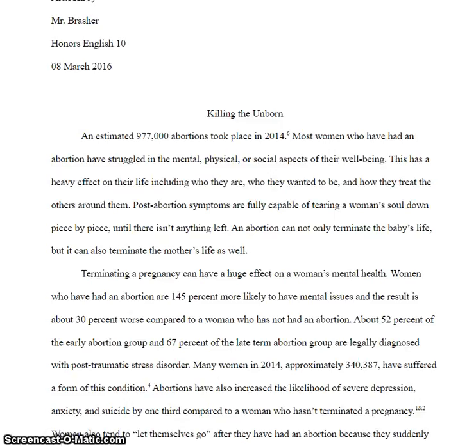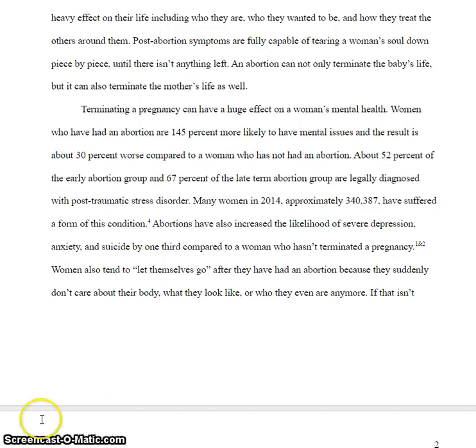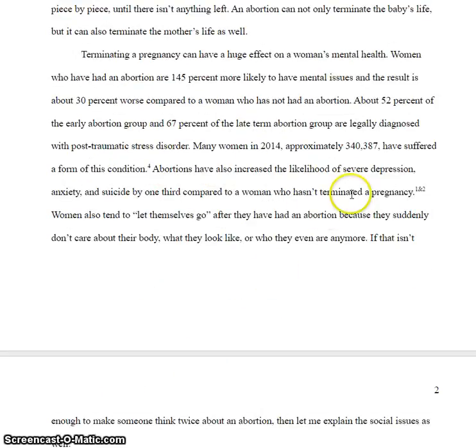So your next paragraph is on mental health, so let's look at that one. All right, Alex, what you do a really good job of is lots of statistics, and again, we'll work on that citation later, but lots of statistics. One of the mental healths is letting themselves go. They don't care about their body, what they look like, or who they are even more. Could you maybe expand on that, like what that ultimately means? And I think a lot of the stuff just needs an expansion.